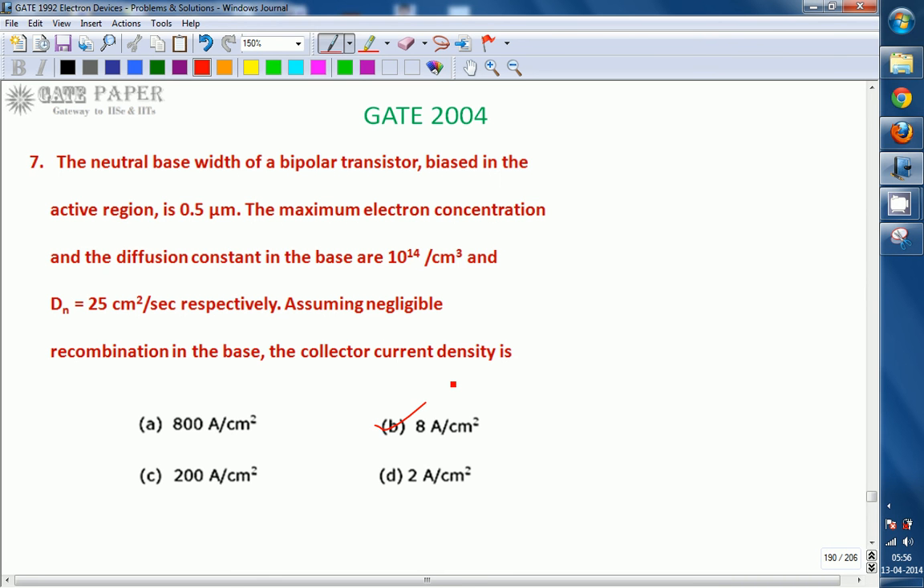The neutral base width of a bipolar transistor biased in the active region is 0.5 micrometers. The maximum electron concentration and diffusion constant are 10 power 14 per centimeter cube and DN is 25 centimeter square per second. Then the collector current density is 8 ampere per centimeter square. Answer is B. Thank you.